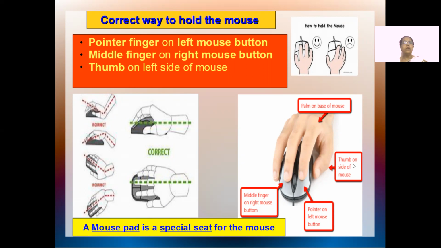So what you learn is the pointer finger should be put on the left mouse button, the middle finger should be on the right mouse button, and the thumb should be on the side of the mouse. And the mouse is placed on a special type of smooth surface which is called the mouse pad. We also need a nice chair with a smooth pillow to sit on. So the mouse also sits on a special smooth seat, called the mouse pad, which helps us to move the cursor very easily and smoothly.